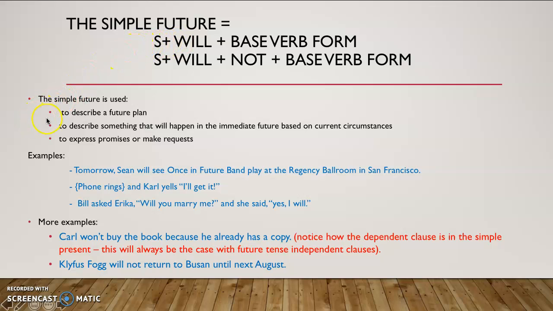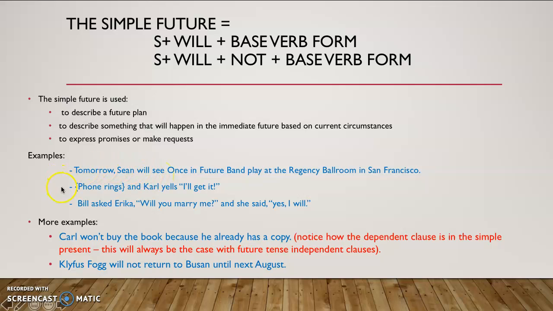We use the simple future to describe a future plan, to describe something that will happen in the immediate future based on current circumstances, and to express promises or make requests. For example, tomorrow Sean will see Once and Future Band play at the Regency Ballroom in San Francisco. Notice here they're using the adverbial phrase tomorrow and then will see.